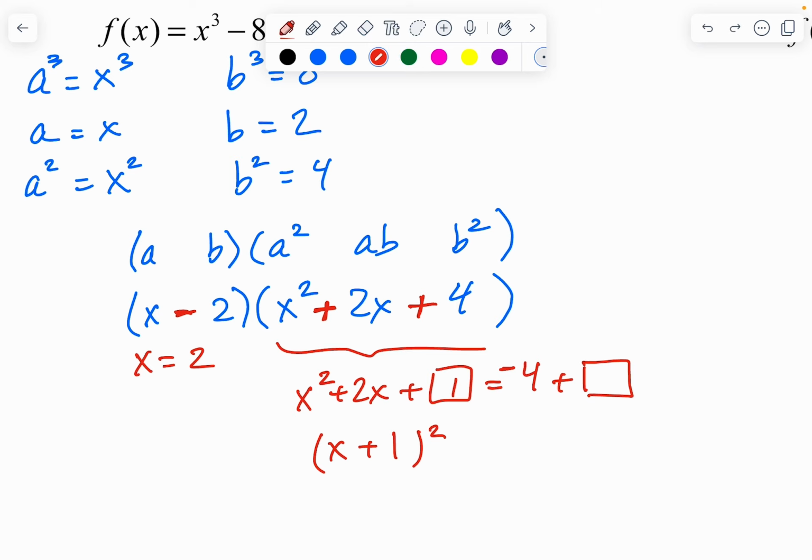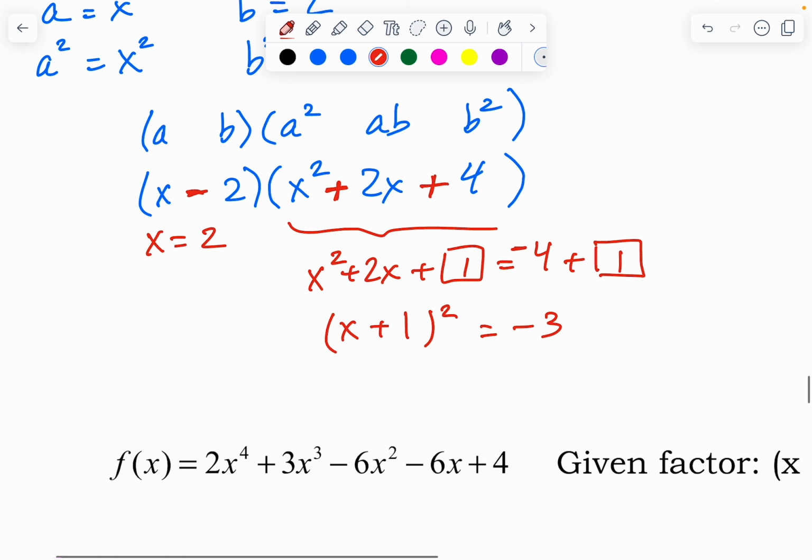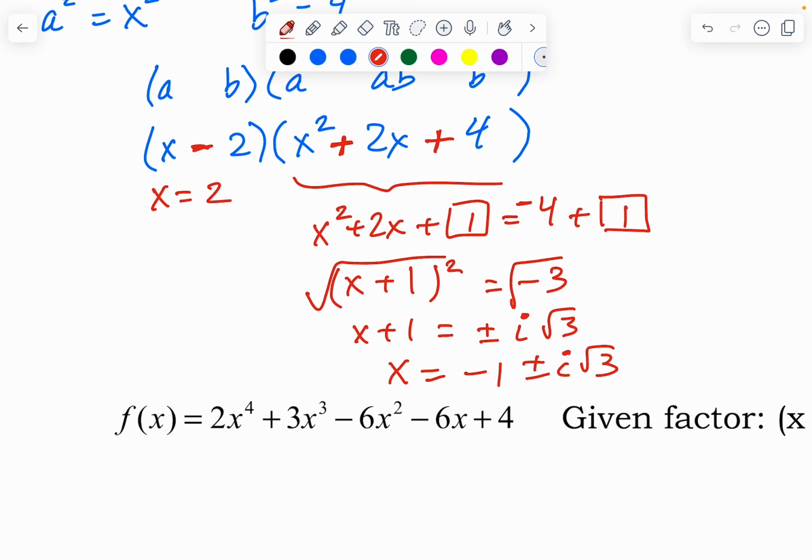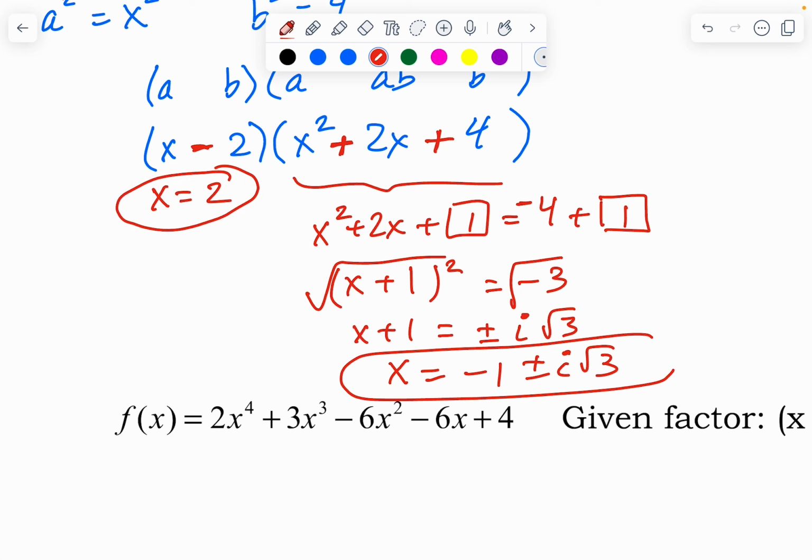But if I put a 1 in this box, I have to put a 1 in that box, and this becomes a -3. And then I have x plus 1 is equal to this, so I might go square root, plus or minus, and this is plus or minus i root 3. And so my final set of roots is -1 plus or minus i root 3. So I had this as a 0, and I had these as zeros.